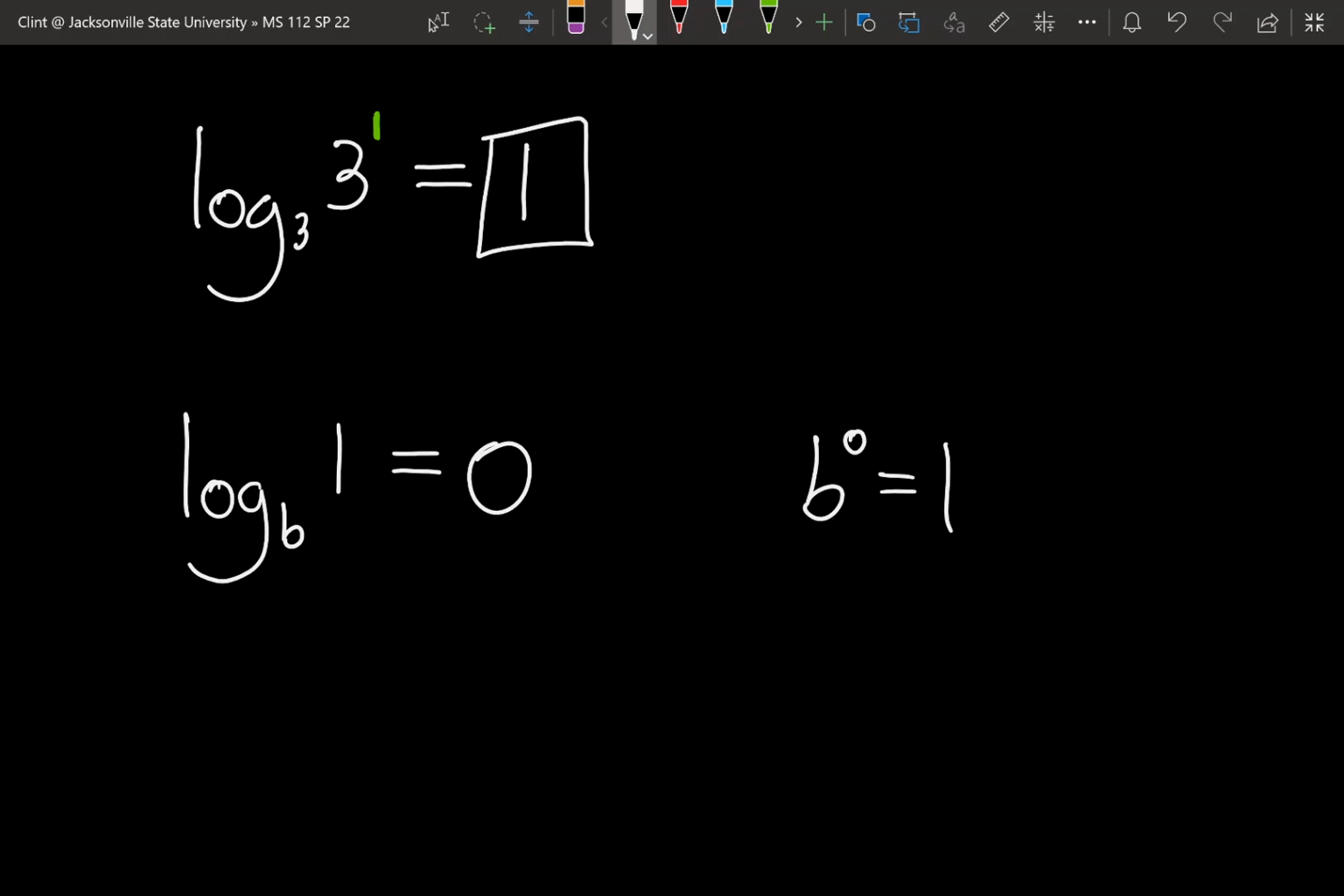Okay. So anytime you've got a 1 inside of a logarithm, it doesn't matter what the base is, that's going to simplify to 0. It's going to be 0. You don't have to think anymore about it.